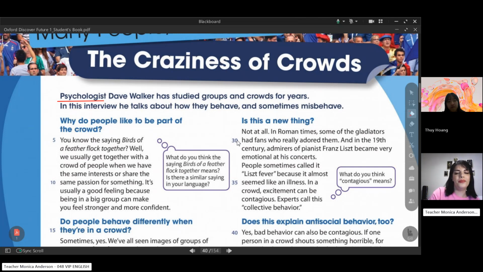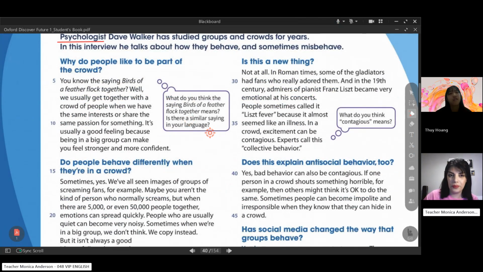Why do people like to be part of the crowd? You know the saying, birds of a feather flock together? Well, we usually get together with a crowd of people when we have the same interests or share the same passion for something. It's usually a good feeling because being in a big group can make you feel stronger and more confident.